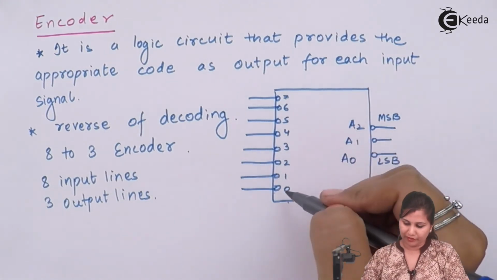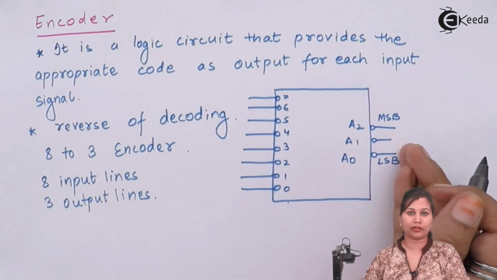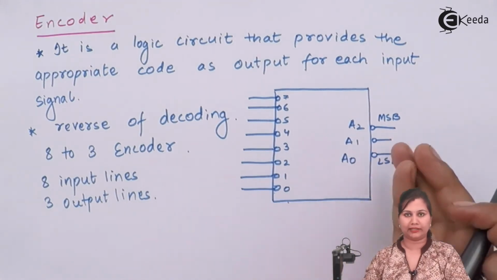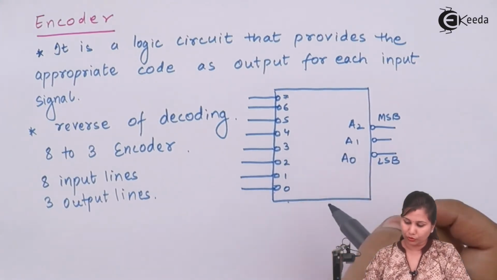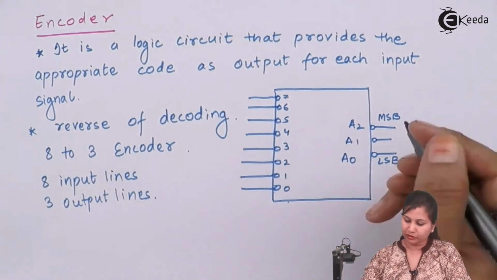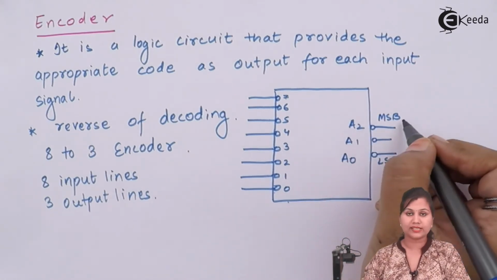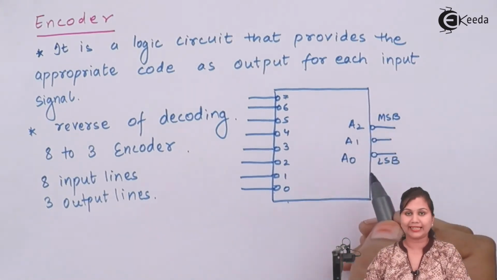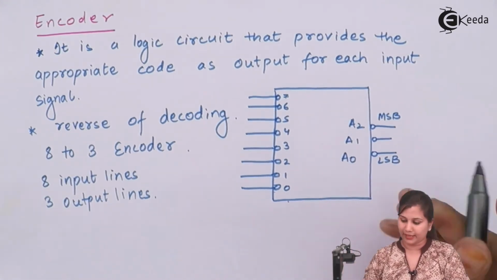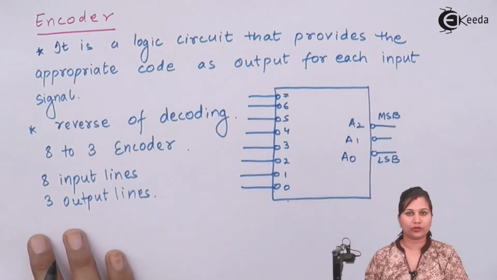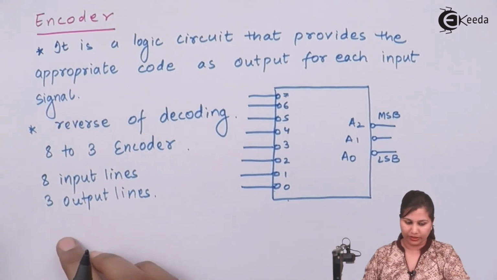If there is a combination here, the corresponding output line will be activated, that means its value will be 0. Here we have A2, A1 and A0. These are the output lines. A2 is the most significant bit and A0 is the least significant bit, so we study them in this way, from the MSB to the LSB. Okay.